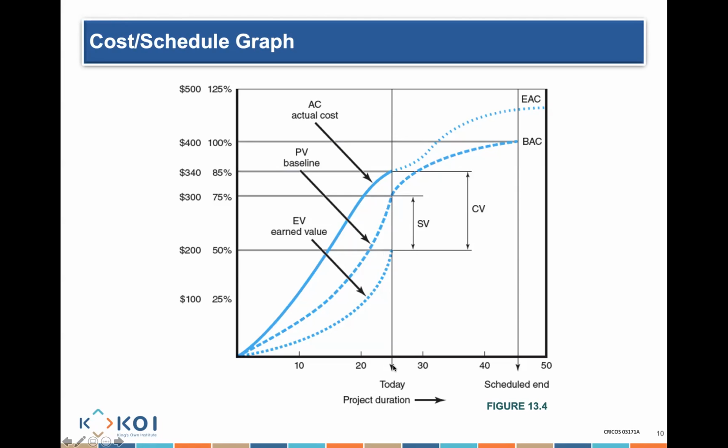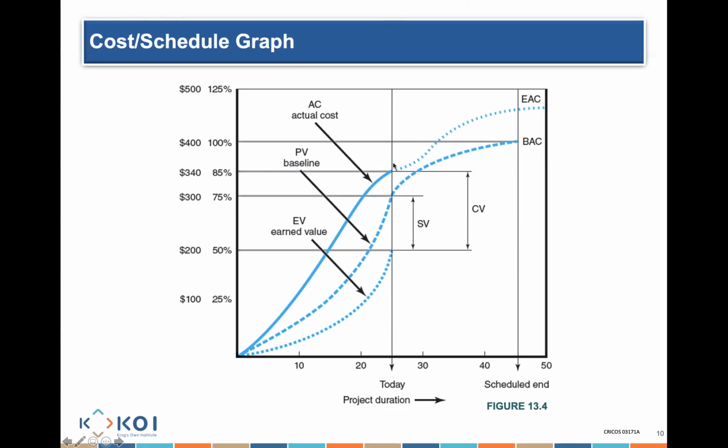So at this period of time, I am behind schedule and I am over budget because they're both negative. If I do earned value minus planned value, it's negative. If I do earned value minus actual cost, it is also negative. So I'm not really performing the way I should be performing. Does that make sense, guys? Is that clearer now? Yeah.